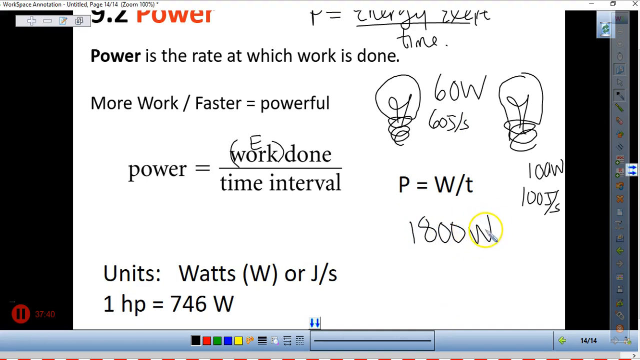Sometimes they put the wattage on hair dryers. That means that that is 800 joules of energy per second. So if you want to dry your hair faster, you need something with higher wattage, or higher energy per time. And we did it in the other class.